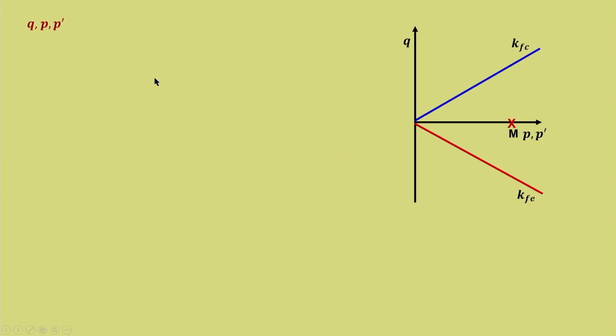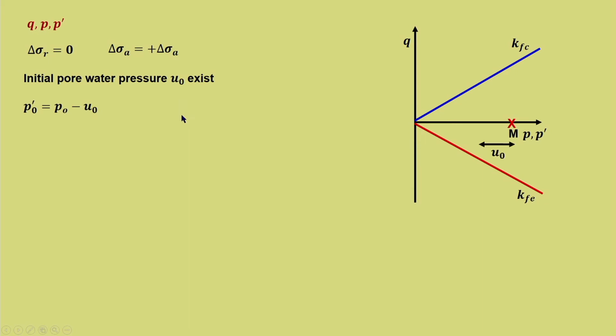Similarly, for compression in the Q-P-P dash plot, it is one and the same, the only thing is the expression changes. So, we are just trying to find out the expression, all other things remain the same. So, P naught dash is equal to P naught minus U naught. So, this is the starting point. So, the total stress path remains the same. We can say that it is at an inclination of 3 because it is a compression stress path. Delta Q is equal to delta sigma A and delta P is equal to delta sigma A by 3. So, the slope will be 3 and this remains the same as that of the drained stress path.